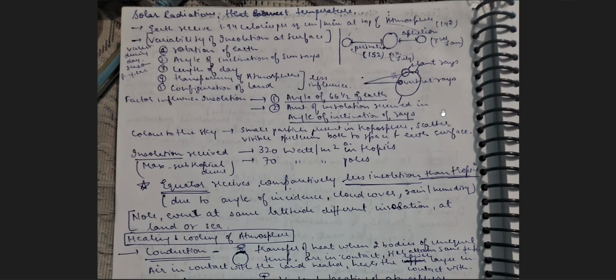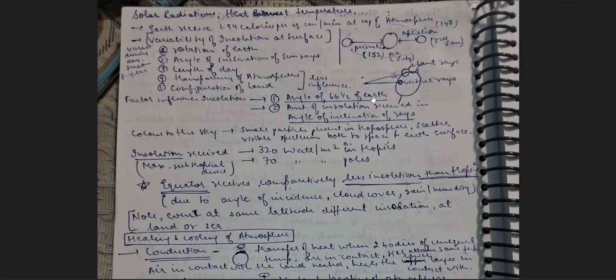Second is the amount of insolation received and the angle of inclination of the rays. The first point, the angle of 66 and a half of the earth, is about the bend, the tilt of the earth. The second point, the angle of inclination of rays, is about the manner or the nature of the rays which are received from the sun. So how they are different.